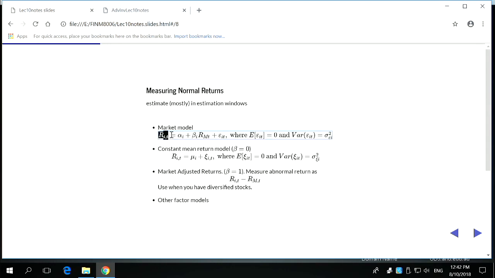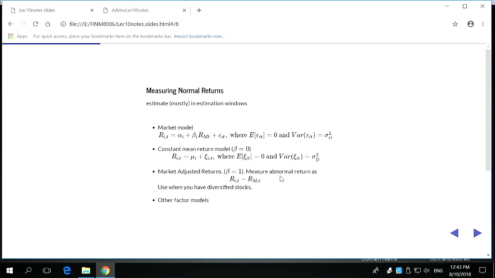So the individual return equals some constant plus the beta times the market return, subject to some errors, right? Then use this market return, then do the predicted returns as your normal return. People have also sometimes been using the mean return model, which says the individual stock return is just some sort of constant mean plus some random errors. All right. So as you can see, this mean return model is really just the market model with beta equal to 0.